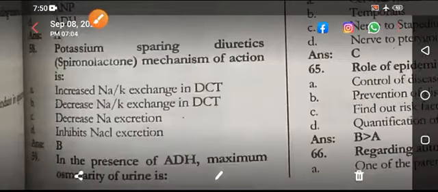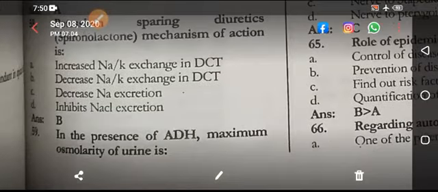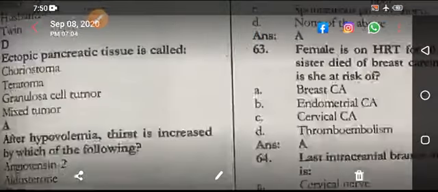Potassium sparing diuretics, option B is the right answer. Nothing to explain in this, simple clear cut MCQ. In the presence of ADH, the maximum osmolarity of urine is isosmotic.